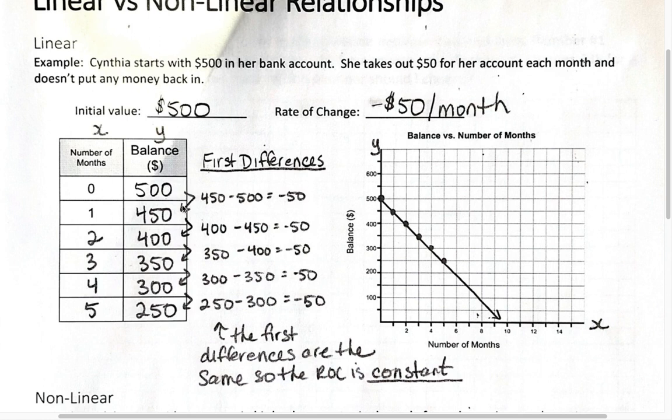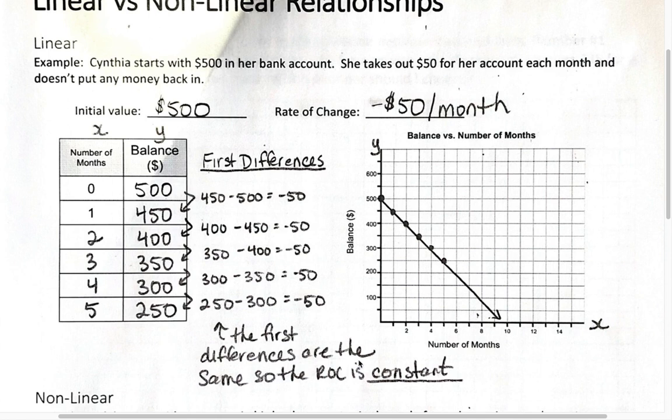because it's the difference between the second value and the first value, how I go from the first value to the second value each time. If I look at these first differences in this example, they are all the same. They're all minus 50. Every month that we increase, the balance is going down $50. Because the first differences are the same, we know that the rate of change is constant. Every time I take my rise over my run here, I'm always going to get minus 50.